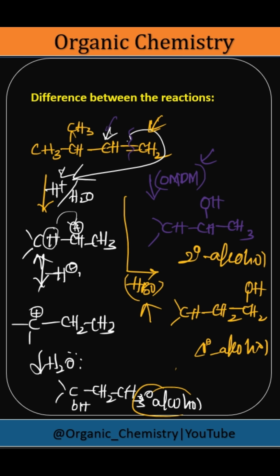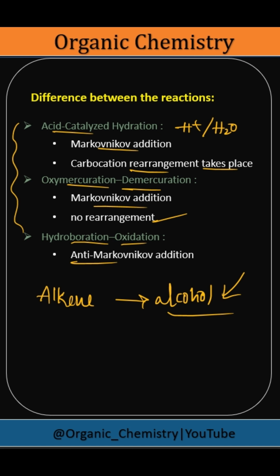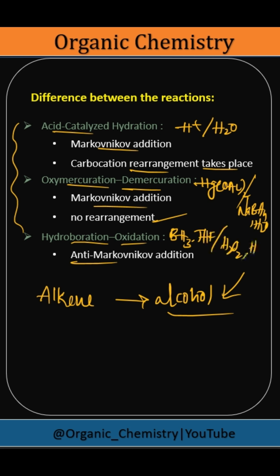So I hope this is helpful for you, and I hope you have understood this. Let me write the reagents also here: Hg(OAc)2, Hg(OAc) taken twice, in the presence of NaBH4 and water. And for hydroboration oxidation, it will be BH3 THF, in the presence of H2O2, water. So these are the reagents that I have just written for your clarity.